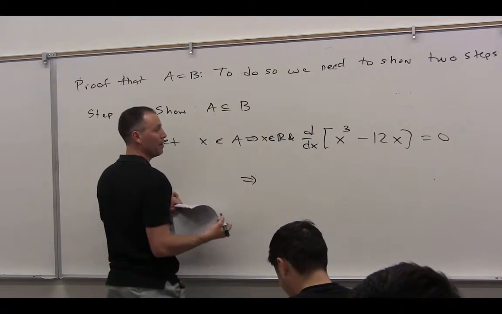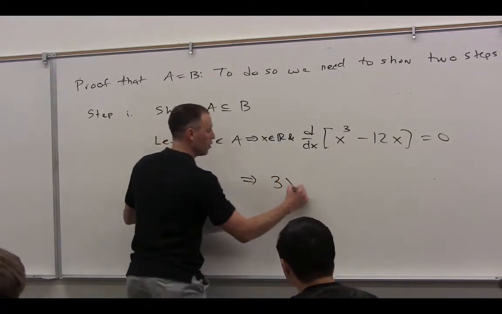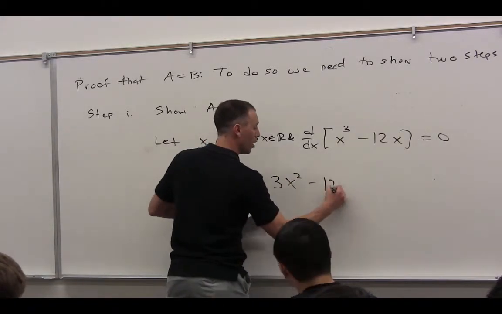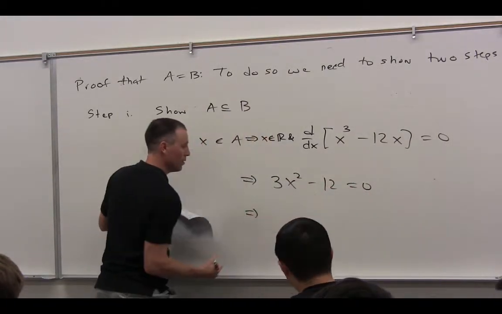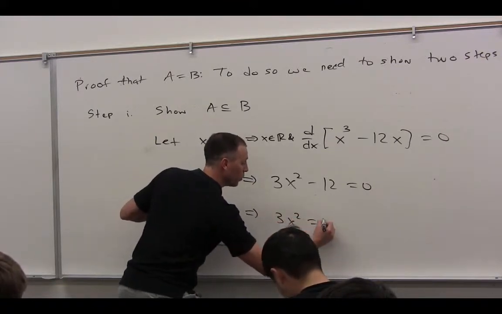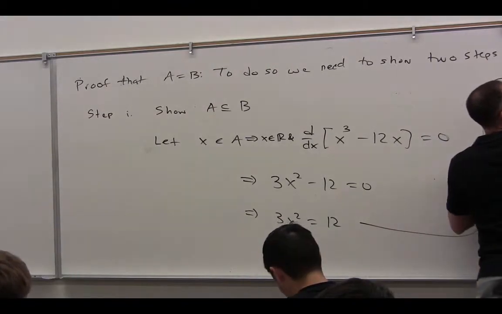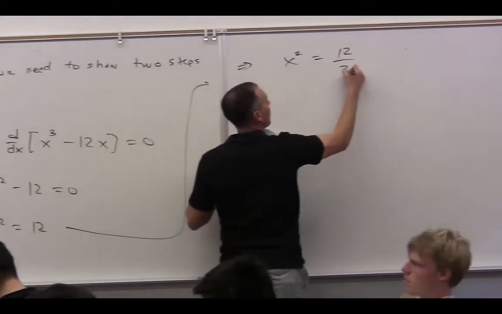Okay, well, what does that mean? 3x squared minus 12 equals 0. What does that mean? 3x squared equals 12. And what does that mean? That means that x squared equals 12 divided by 3.